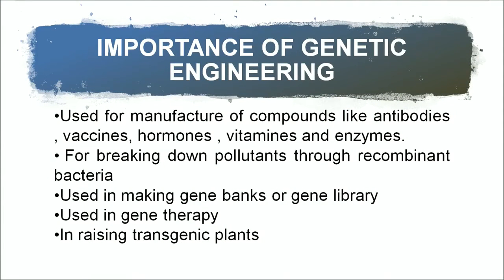It is used for manufacture of compounds like antibodies, vaccines, hormones, vitamins and enzymes. Many a times we have seen that suppose a patient is suffering from a disease and is not able to produce enough antibodies. So, the antibodies can be produced artificially in the bioreactors and can be administered to the patient. Then vaccines are produced by the use of genetic engineering.